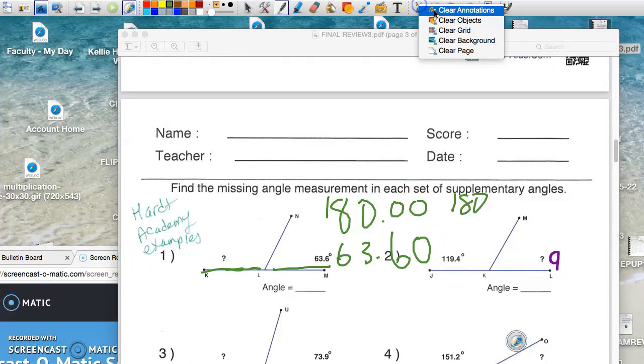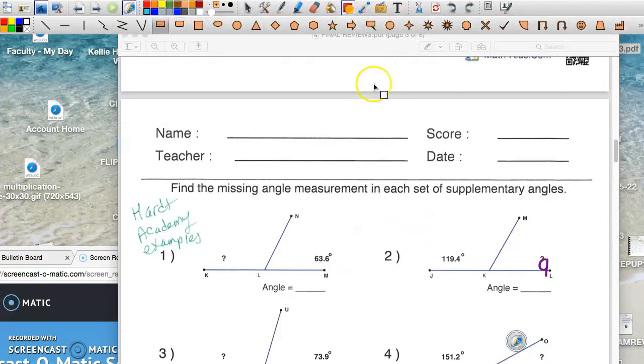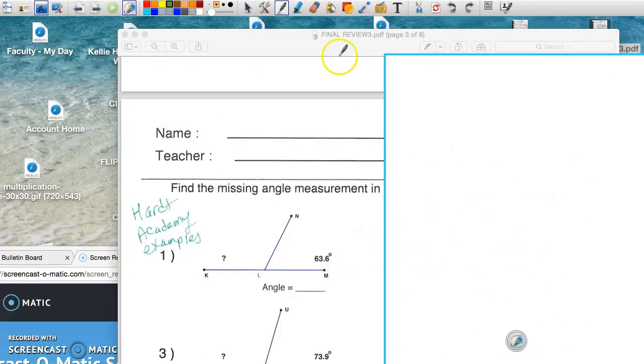In fact, I'm going to make it look a little bit clearer for you by creating a blank piece of paper on this side. Watch this. When you do your 180, think money. And this is $63.60.